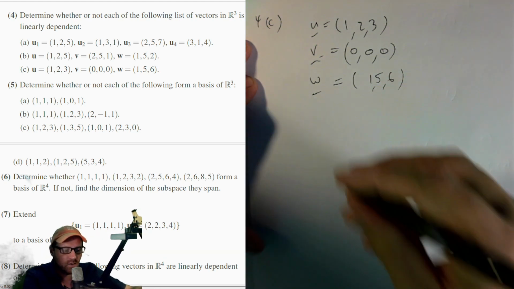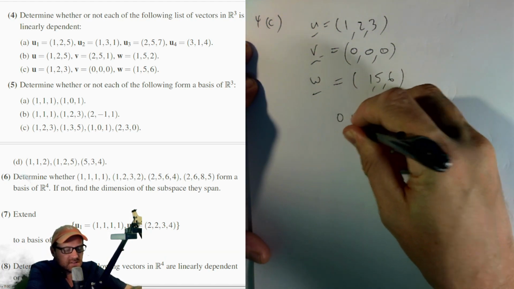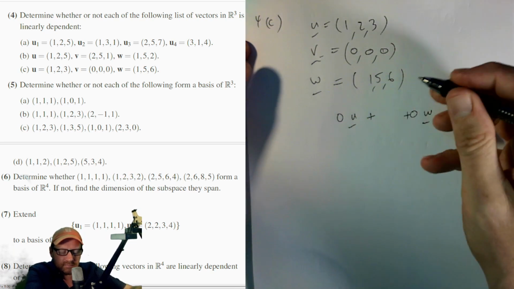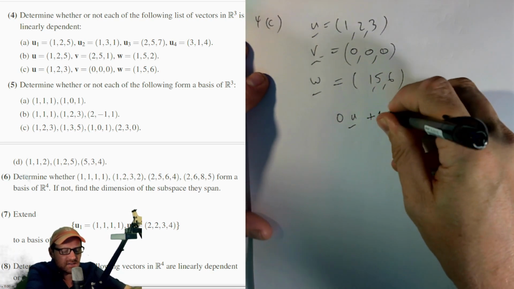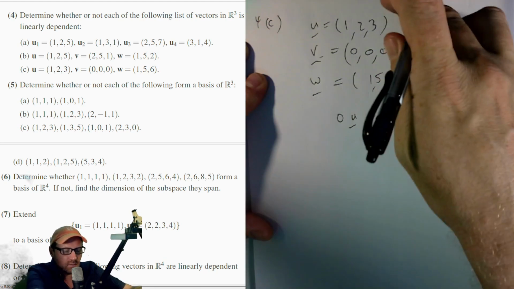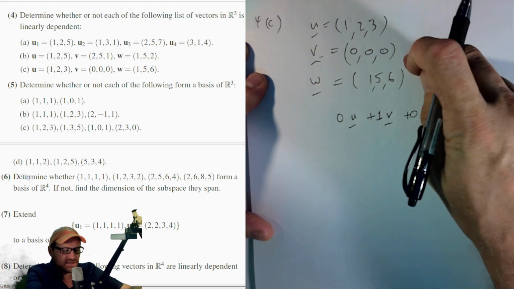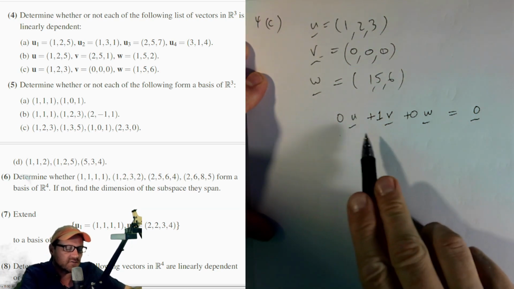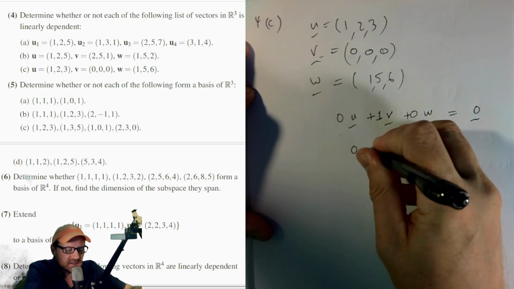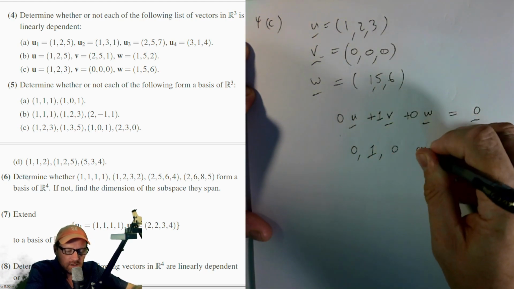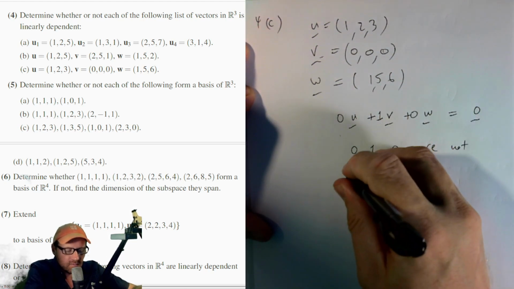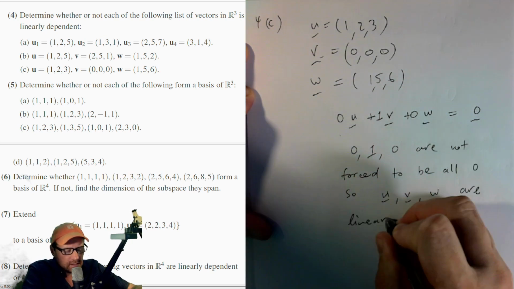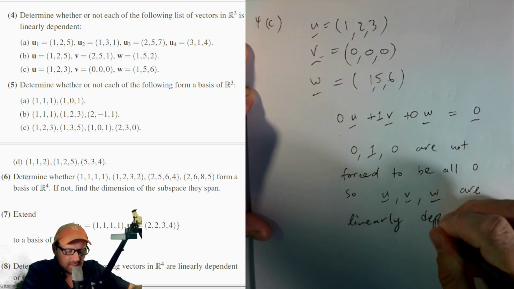Let's see how. Choose 0 times U plus 0 times W plus any other number, say 1 times V. What is this? Well, we have the 0 vector plus the 0 vector plus the 0 vector. Of course, that is the 0 vector. These coefficients are not all 0. So 0, 1, and 0 are not forced to be all 0. And so the vectors U, V, and W are linearly dependent.